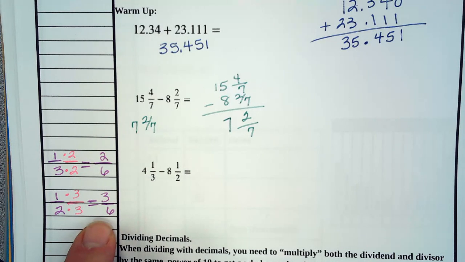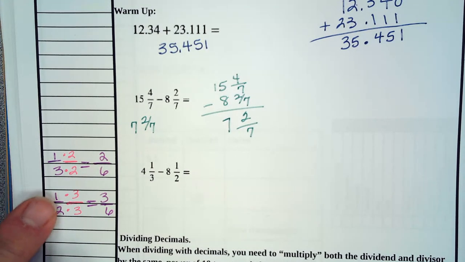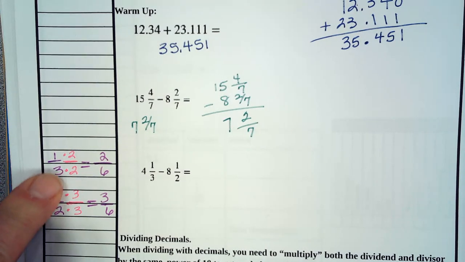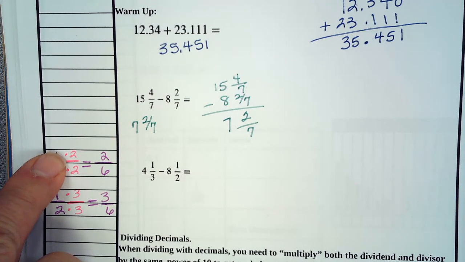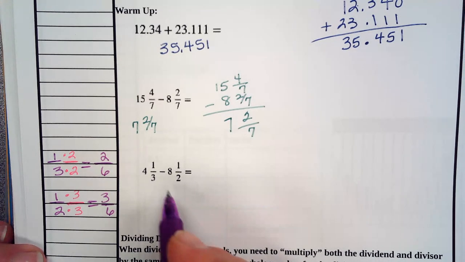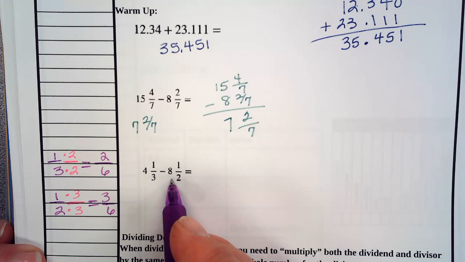So as you're looking at this, remember that what we're really doing is multiplying by 3 divided by 3, which is 1, or multiplying by 2 divided by 2, which is 1 also. So we're not changing the fraction, we're just multiplying it by a different form of 1 than we're used to seeing. Okay, once again, we're going to find the difference.